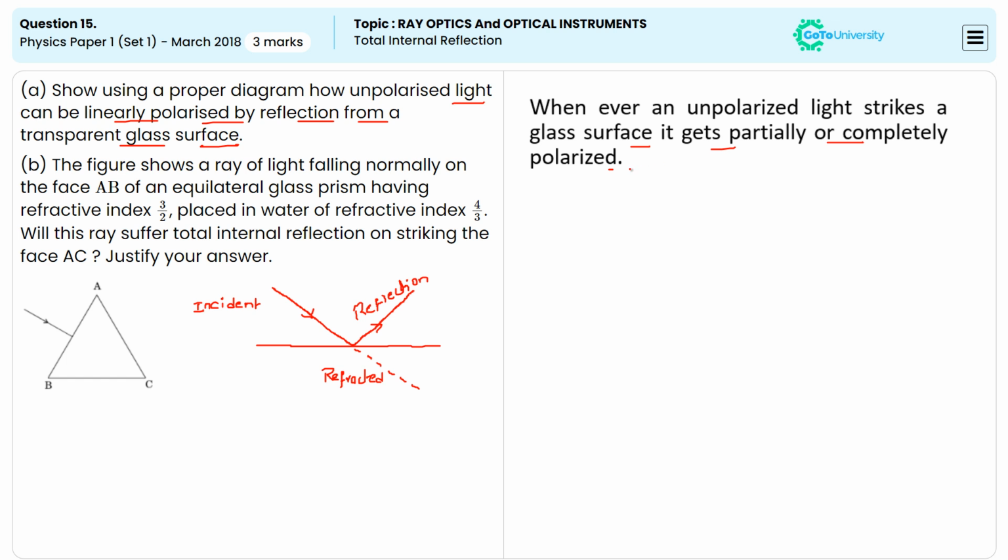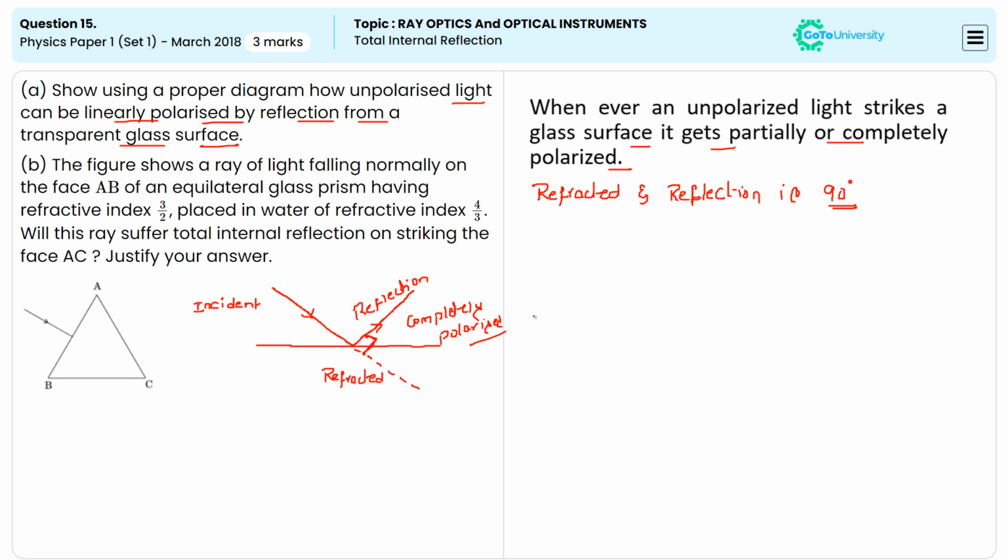polarized. That is when the angle between the refracted ray and the reflection ray is 90 degrees. That means the angle between these two rays is equal to 90 degrees. Okay, this can be linearly polarized by reflection from a transparent glass. We can say it is completely polarized.